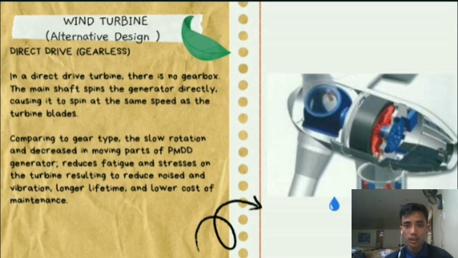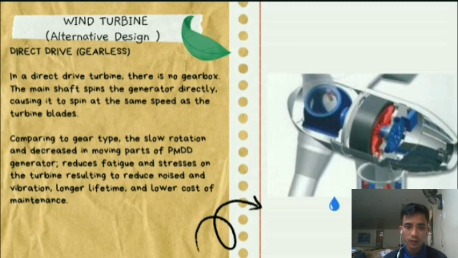Nabanggit po dyan kanina, gearboxes are complex components that can be prone to wear and require regular maintenance. By eliminating the gearbox, direct drive turbines reduce the number of moving parts and potential points of failure, leading to lower maintenance requirements and increased reliability. Number two reasons po, efficiency. Direct drive turbines can achieve higher efficiency compared to gear turbines.